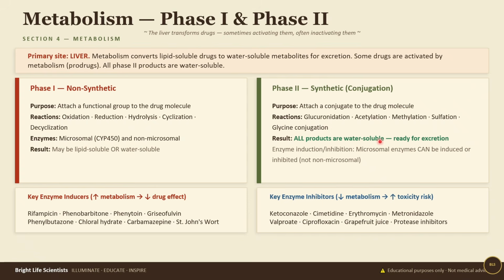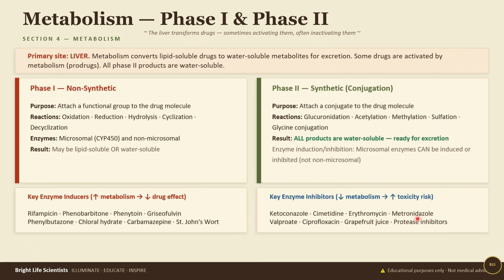Now let's talk about enzyme inducers. These enzyme inducers increase the metabolism of the drug, and this results in decreased drug effect. Take an example of rifampicin here, phenobarbital, phenytoin, griseofulvin, carbamazepine, St. John's wort. These are enzyme inducers. Then we have enzyme inhibitors. These decrease the metabolism of the drug and thus increase the toxicity of the drug. We have ketoconazole here, cimetidine, erythromycin, metronidazole, valproate, and ciprofloxacin, plus grapefruit juice.